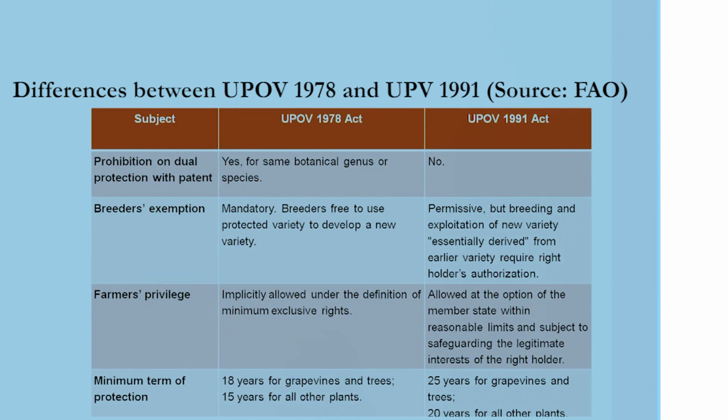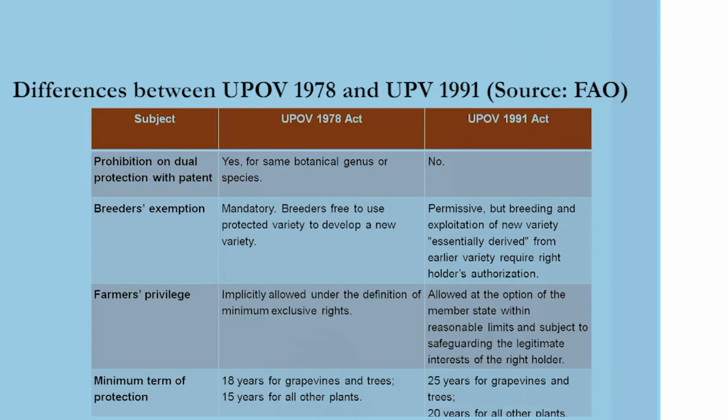In case of prohibition on dual protection with patent, the 1978 Act specifically requires that there must be no dual protection for botanical genus or species. In case of the 1991 Act, there is no such requirement.